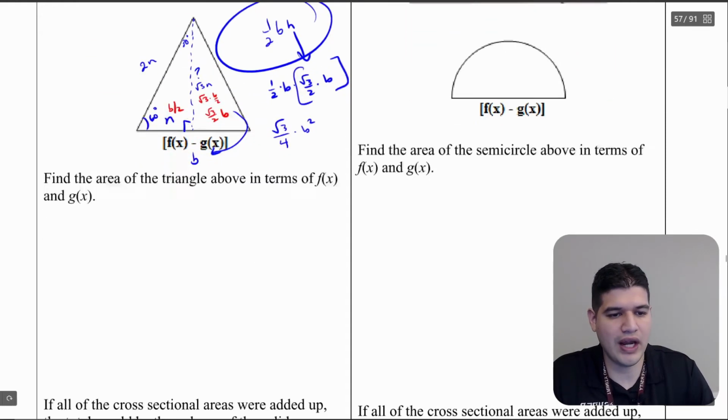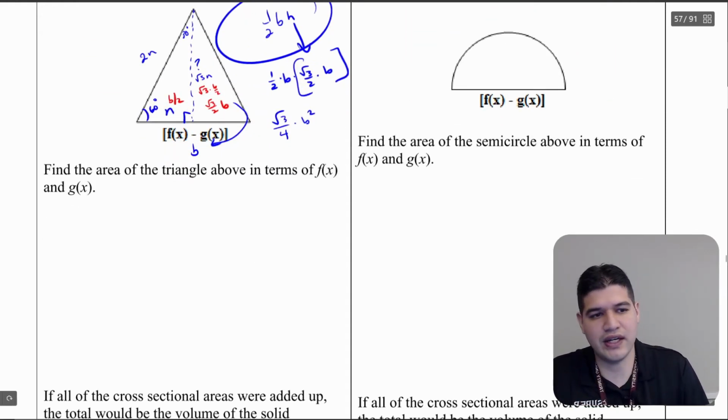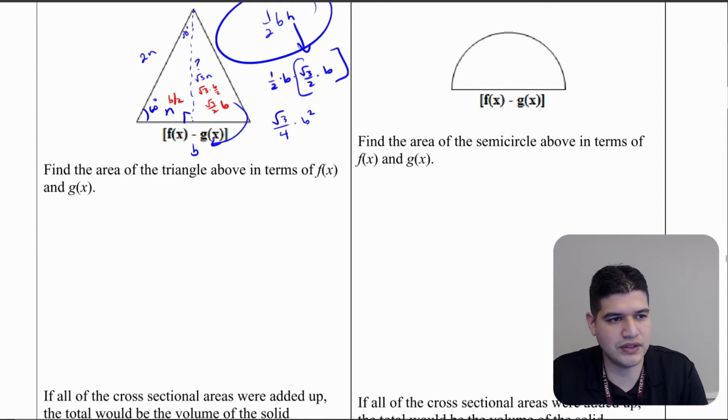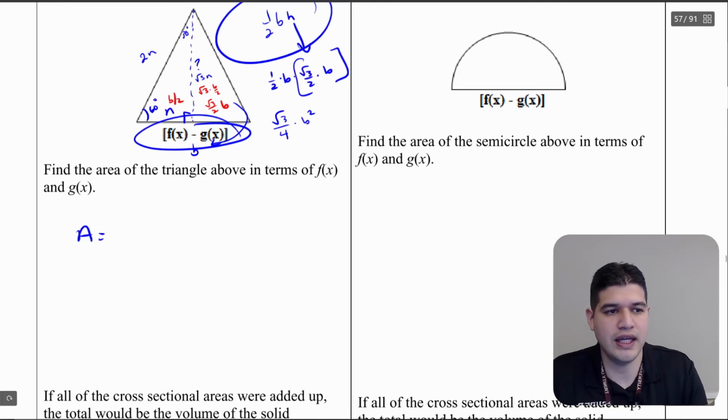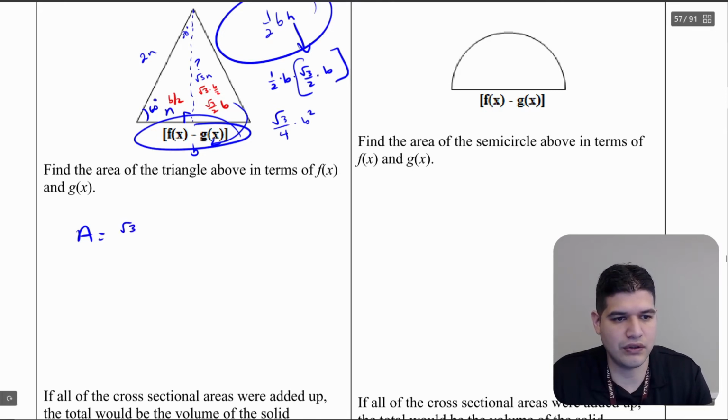So let's write out what this is in terms of f of x and g of x. Since I know that b was f of x minus g of x, our area for this triangle is going to be the square root of 3 over 4 times f of x minus g of x, the upper minus the lower function, squared.